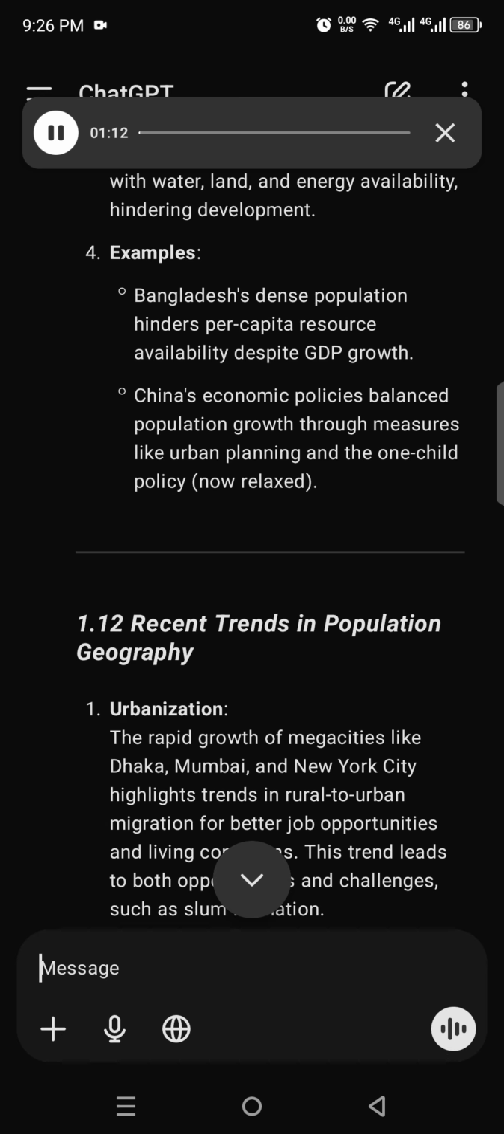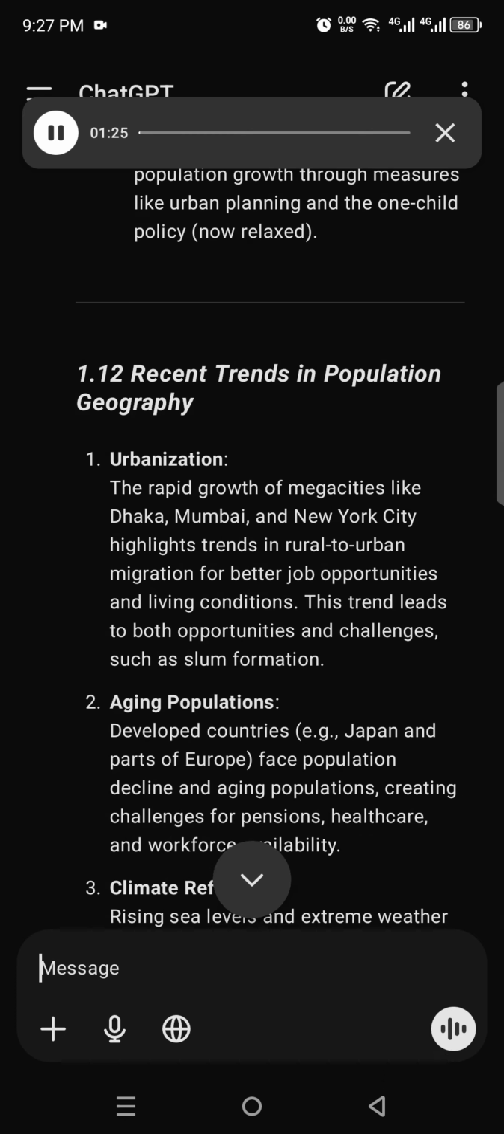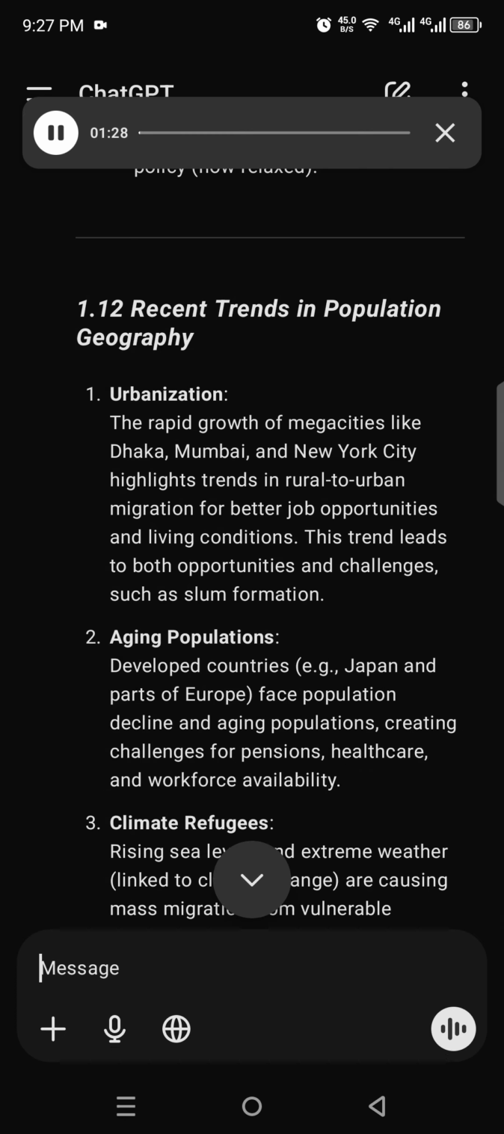1.12 Recent trends in population geography. 1. Urbanization. The rapid growth of megacities like Dhaka, Mumbai, and New York City highlights trends in rural to urban migration for better job opportunities and living conditions. This trend leads to both opportunities and challenges, such as slum formation.